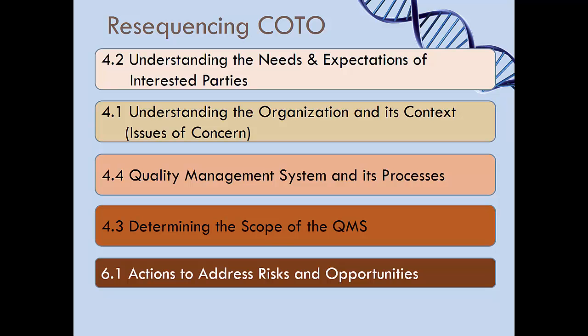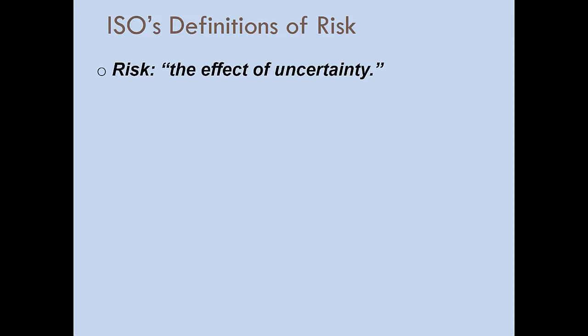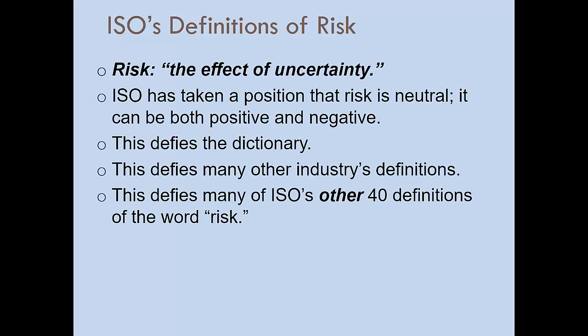Now we're going to jump into 6.1, actions to address risks and opportunities, and that means implementing risk-based thinking. The weird thing is this. Again, I told you that the TMB adopted some strange definitions. TC176 struggled with these, but more or less adopted those in wholesale. But ISO's definition of risk is very strange. It is the effect of uncertainty. And in some cases, it's the effect of uncertainty on objectives. Other standards, it's different places.